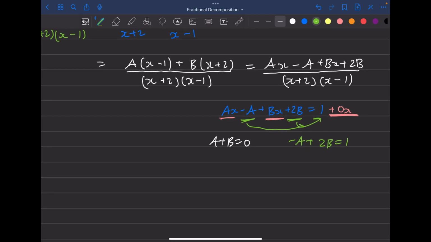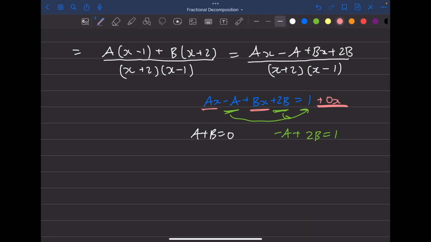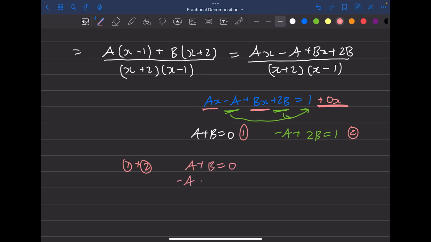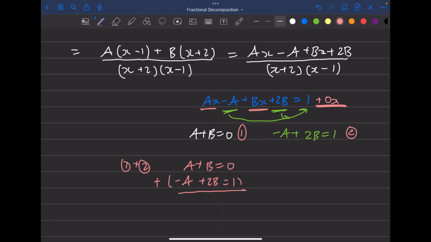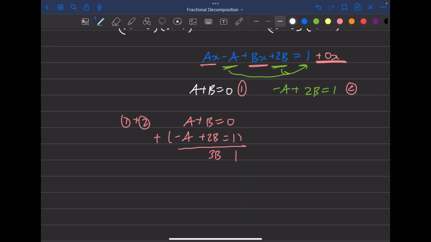Now let's find out what a and b are. We can add both equations. So let's call this equation 1. Let's call this equation 2. Add 1 plus 2 together. We would have a plus b equals 0 and negative a plus 2b equals 1. Add them up as equations. 1 plus 0 is 1. 2b plus 1b is 3b. And then a plus negative a is 0a, so we don't have to even write that down. So now we have 3b is equal to 1, or in other words, b is equal to 1 over 3.